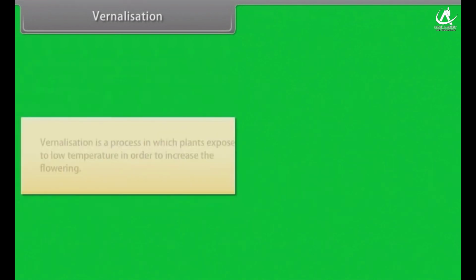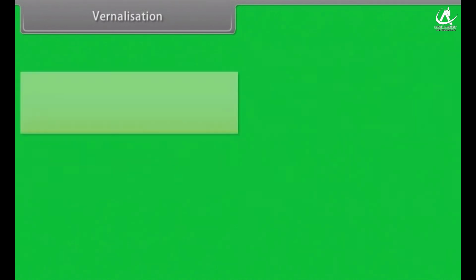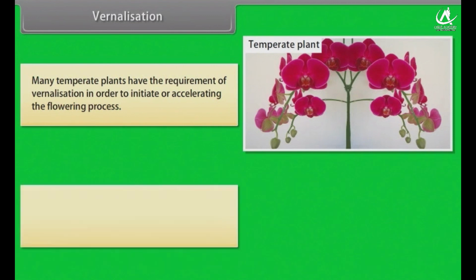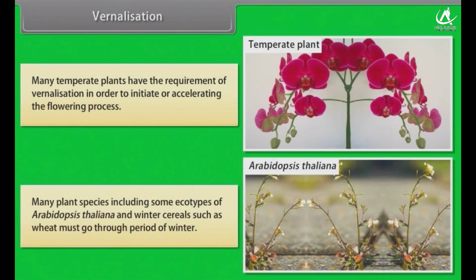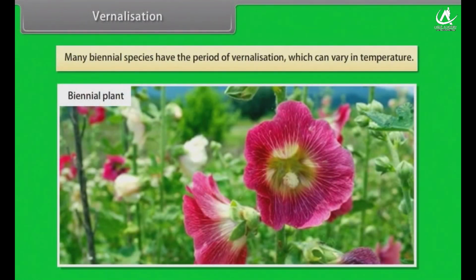Vernalization. Vernalization is a process in which plants are exposed to low temperature in order to increase flowering. Many temperate plants have the requirement of vernalization in order to initiate or accelerate the flowering process. Many plant species, including some ecotypes of Arabidopsis thaliana, and winter cereals such as wheat must go through a period of winter. Many biennial species have the period of vernalization, which can vary in temperature.